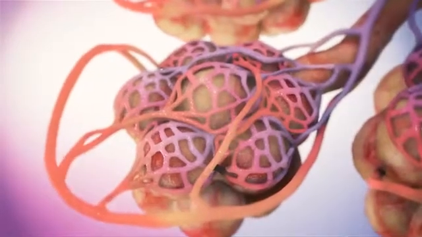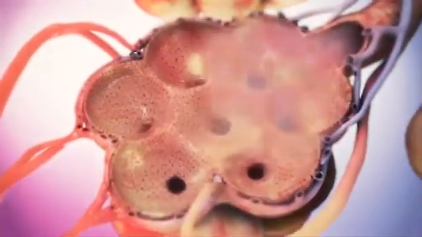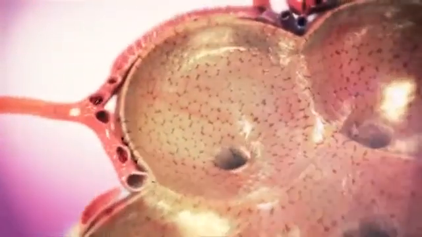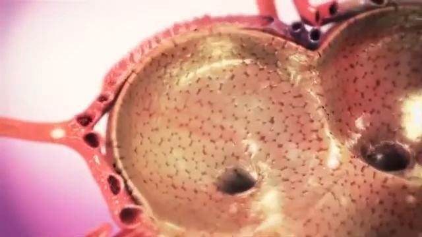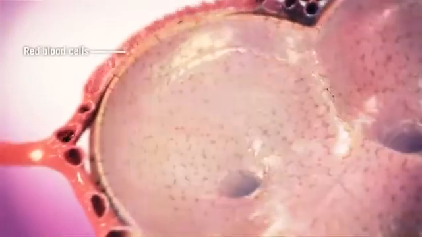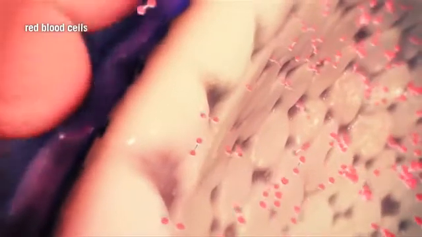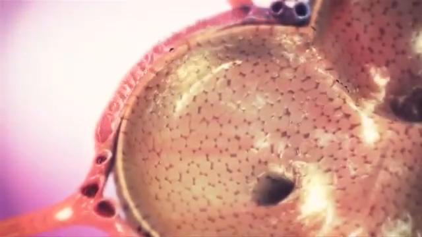Looking inside the alveoli, we can see the air from each breath. We can also see red blood cells. Let's look even closer. These are molecules of oxygen in the air we breathe. The oxygen molecules can pass through the alveoli into the red blood cells. The bloodstream delivers the oxygen to every cell in the body.